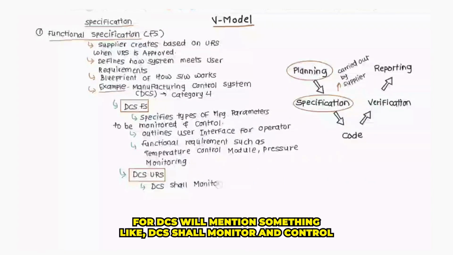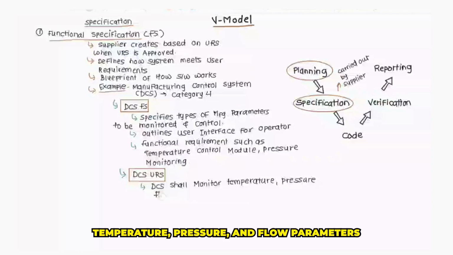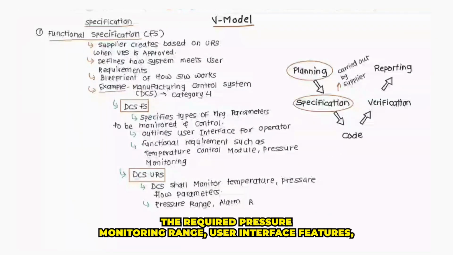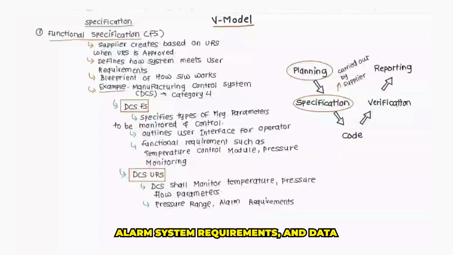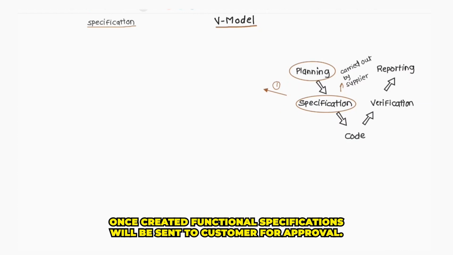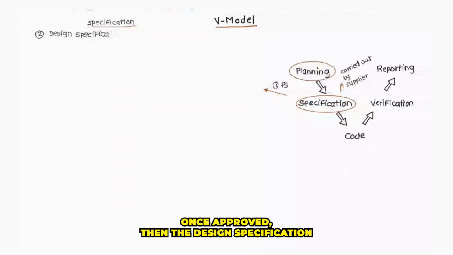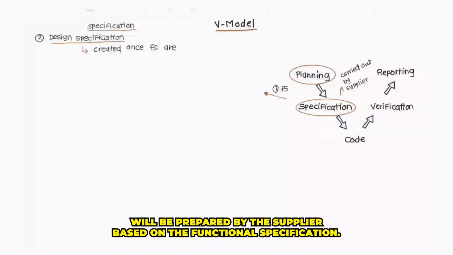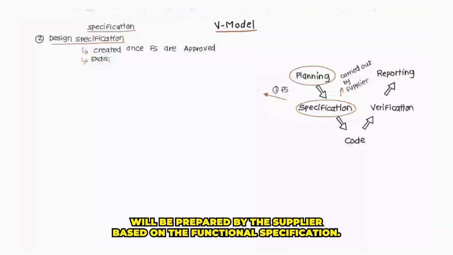The corresponding URS for DCS will mention something like, DCS shall monitor and control temperature, pressure, and flow parameters in the manufacturing process. It will also mention the required pressure monitoring range, user interface features, alarm system requirements, and data logging capabilities. Once created, the functional specification will be sent to the customer for approval. Once approved, the design specification will be prepared by the supplier based on the functional specification.